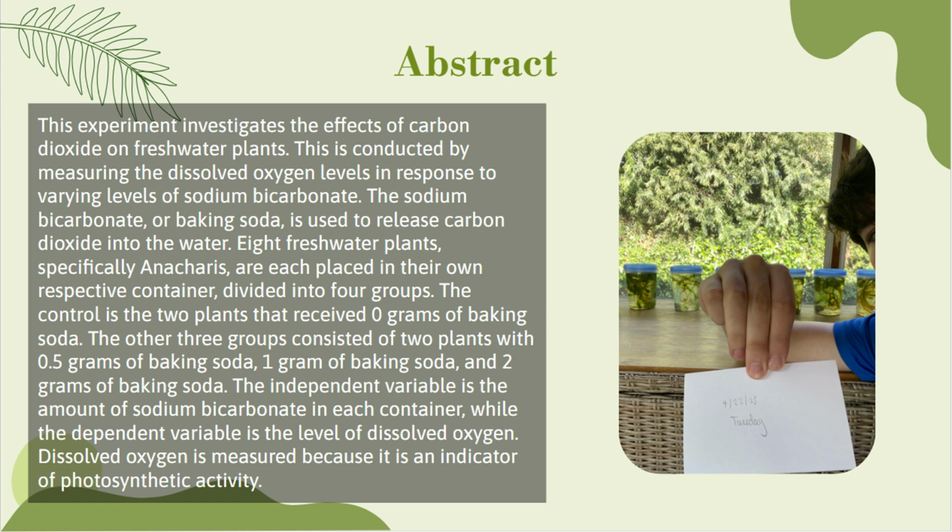We used 8 freshwater aniceris plants and divided them into 4 groups. The control is the 2 plants that received 0 grams of baking soda, and the other 3 groups contained 0.5, 1, and 2 grams of baking soda. The independent variable is the amount of baking soda in each container, and the dependent variable is the level of dissolved oxygen.